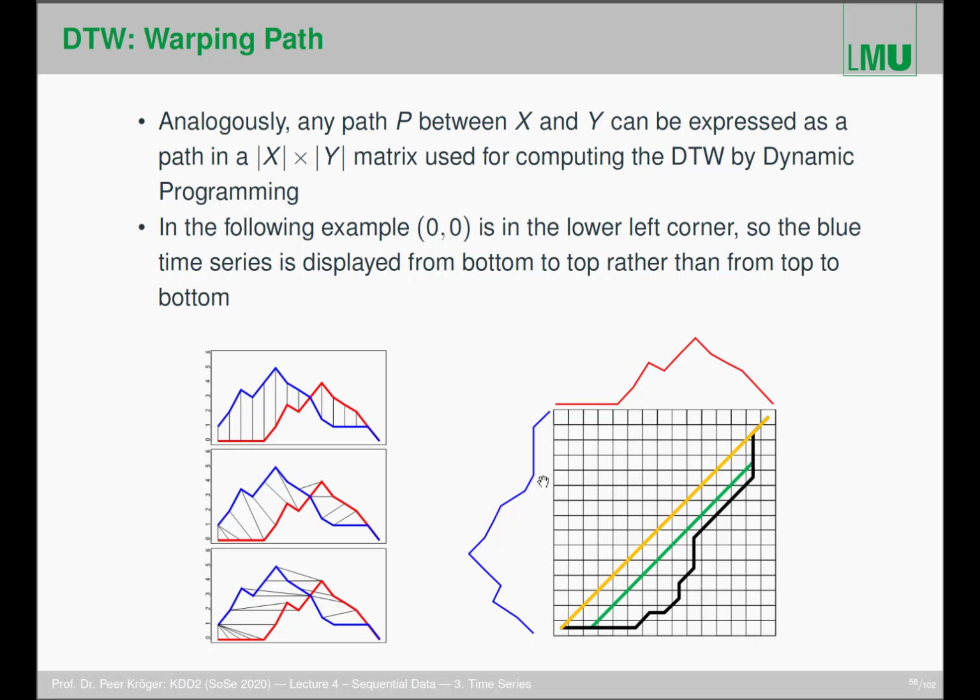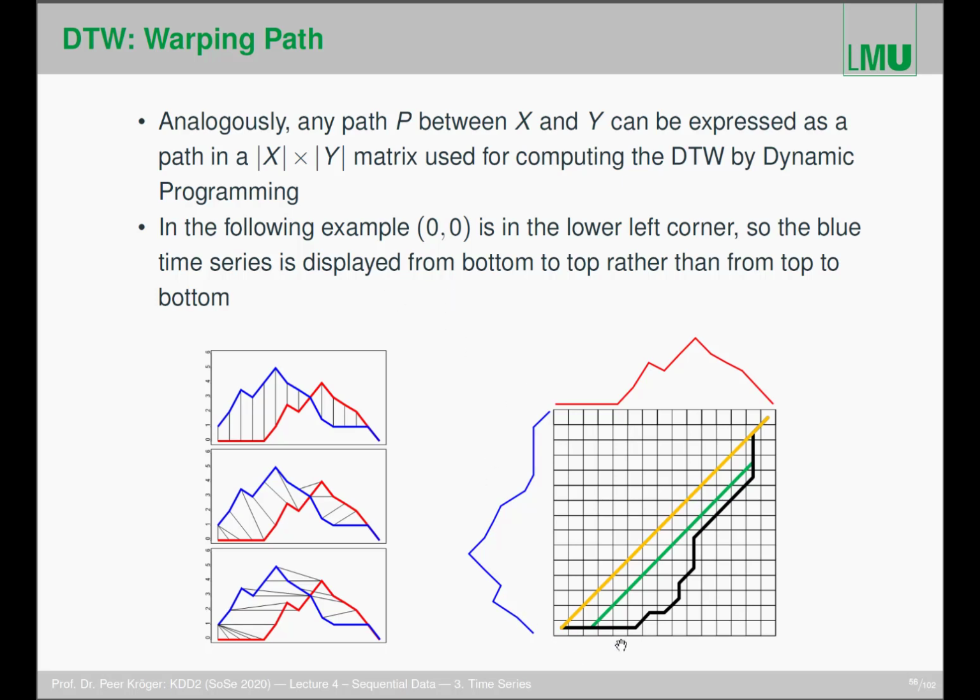In the following example, please take a little bit of care and attention. Here, (0, 0) is the lower left corner. The blue time series is displayed from top to bottom. For the red one, this is time slot 0, the starting time slot for the blue one, and this is the starting time slot for the red one. So index (0, 0) is down here, and not somewhere here or here, like we had before.